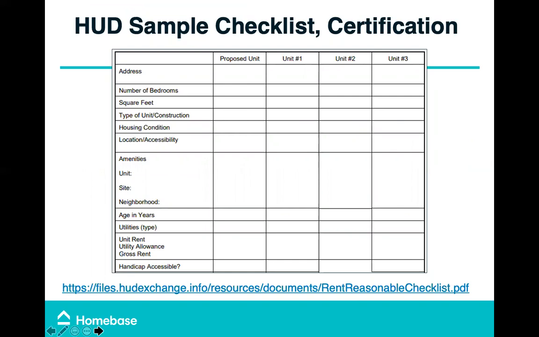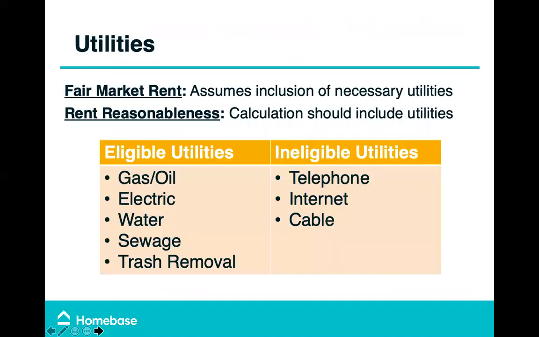Whatever sort of form you use, you'll want to ensure that documentation includes the proposed unit and 3 comparable units, and information on those units' location, size, unit type, as in, is it in a high-rise building or a single-family home, for example, the condition of the unit and the age of the unit, as well as amenities and utilities included. You'll notice at the bottom that in calculating the gross rent, you should consider the entire housing cost, including any utilities that the lease says are the tenant's responsibility. On the next slide, we'll consider utilities in a bit more detail.